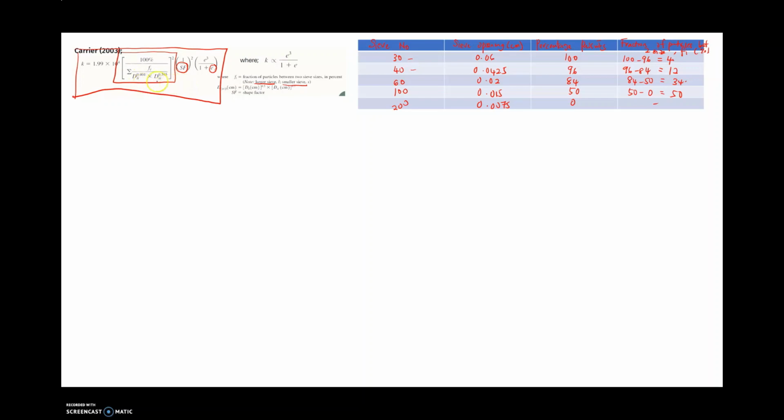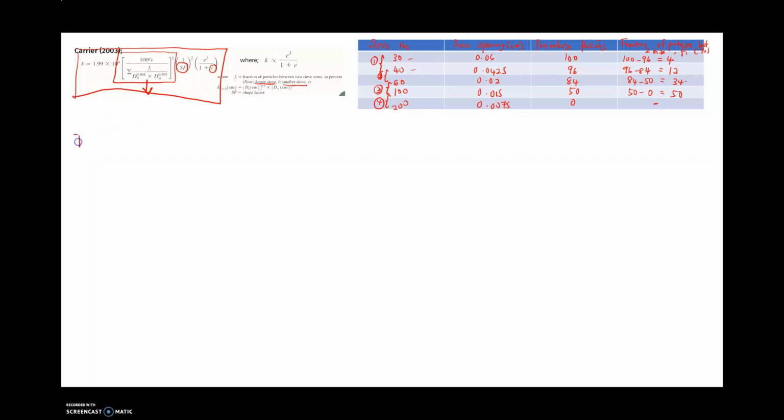So in this case, you have between two sieve openings, 1, and then 2, 3, and 4. So you have Fi1, Fi2, Fi3, and also Fi4, which are 4, 12, 34, and 50. So we try to substitute into our equation.